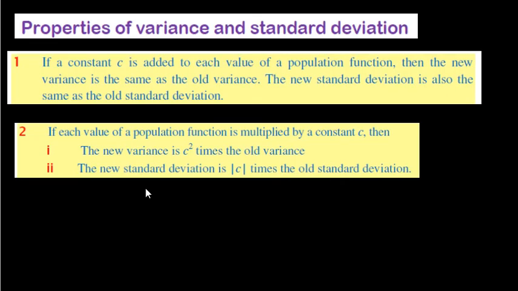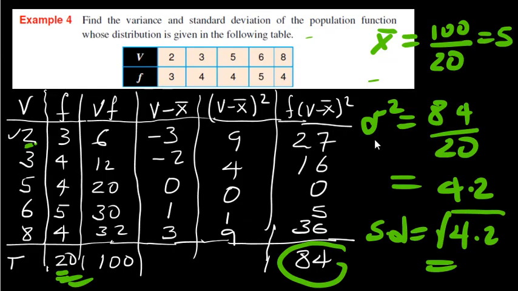But remember, there are some rules, or properties of variance and standard deviation. The first property: if a constant number is added to each value of a given data, then the new variance and the new standard deviation will be the same as the old. What does that mean? For example, in this data, if you add the same number, like +5 to each data, and then calculate the variance and the standard deviation, there is no change; it will be the same as the old. So that is rule number 1. Don't forget, adding a constant to each value doesn't change the variance and the standard deviation.